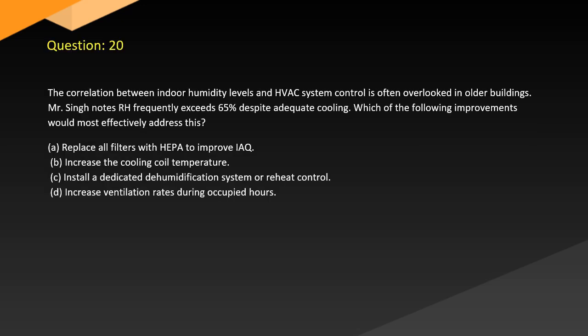Question 20. The correlation between indoor humidity levels and HVAC system control is often overlooked in older buildings. An auditor notes RH frequently exceeds 65% despite adequate cooling. Which of the following improvements would most effectively address this? A. Replace all filters with HEPA to improve IAQ. B. Increase the cooling coil temperature. C. Install a dedicated dehumidification system or reheat control. D. Increase ventilation rates during occupied hours.